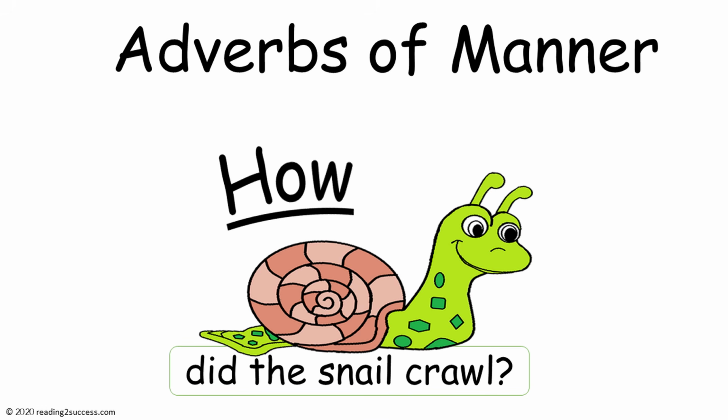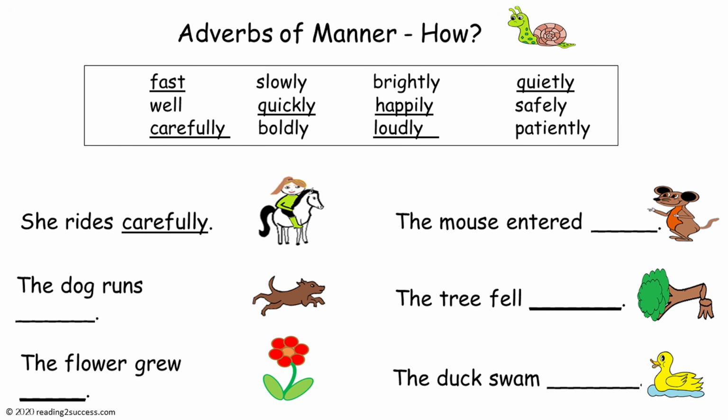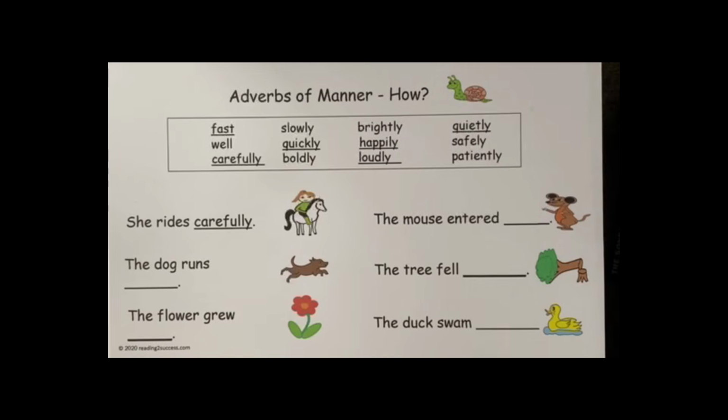So begin by having kids practice the adverbs of manner. How, as in how did the snail crawl? This is a template for the first practice page for kids, and that will be used in the demonstration. Now kids are going to complete each sentence with the adverbs of manner that answer the question how. We have our first one completed for us.